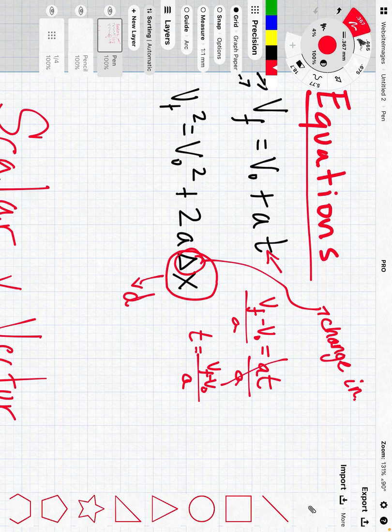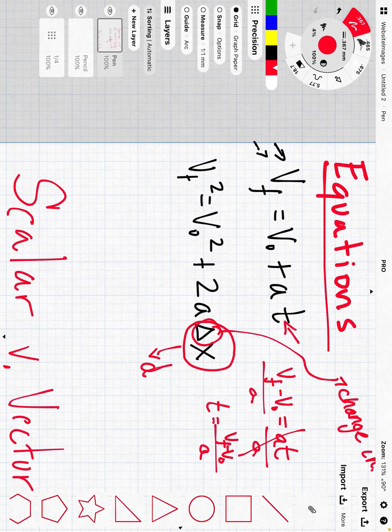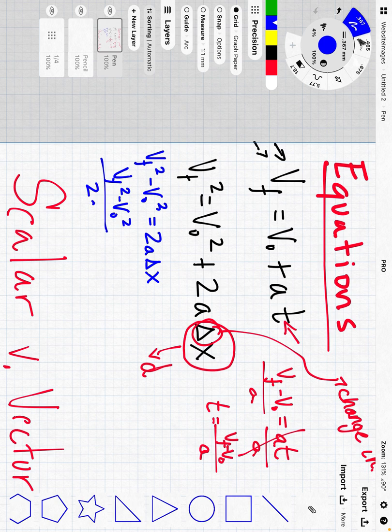So let's say now we want to isolate that delta x, right? And so I'm going to say, well, the first thing I would do is subtract over the initial squared, right? So now I have v final squared minus v initial squared equals 2a delta x. And so here I can do it in one step. I can say, well, I'm going to divide by 2a, right? So v final squared minus v initial squared over 2a will give me delta x.